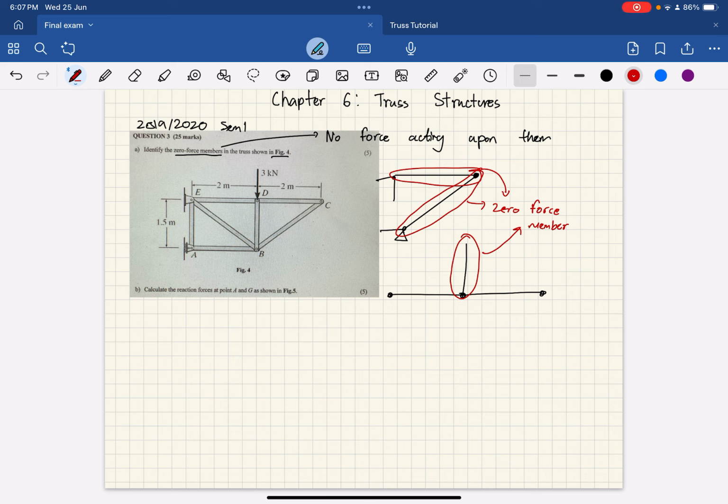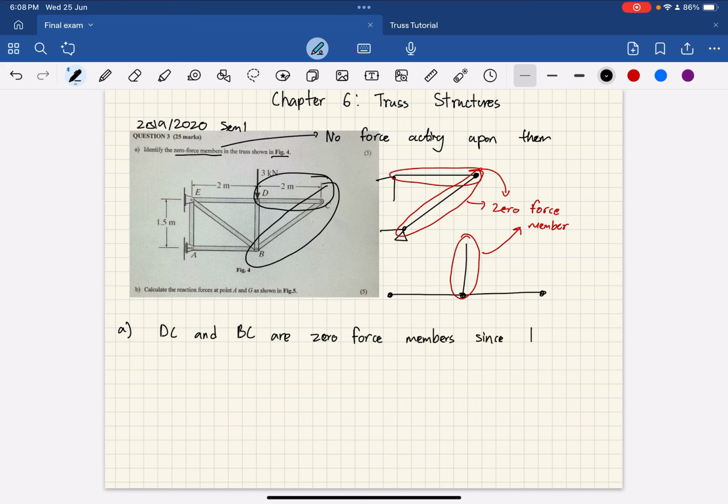So by the way, since you now know the rules for zero force members, we're going to solve question A, where they ask us to identify the zero force members shown in figure 4. It's actually very clear because you can see that DC and CB are zero force members since they are non-collinear, and at point C there is no support reaction whatsoever. So you can in fact eliminate them from the diagram and say that DC and BC are zero force members.